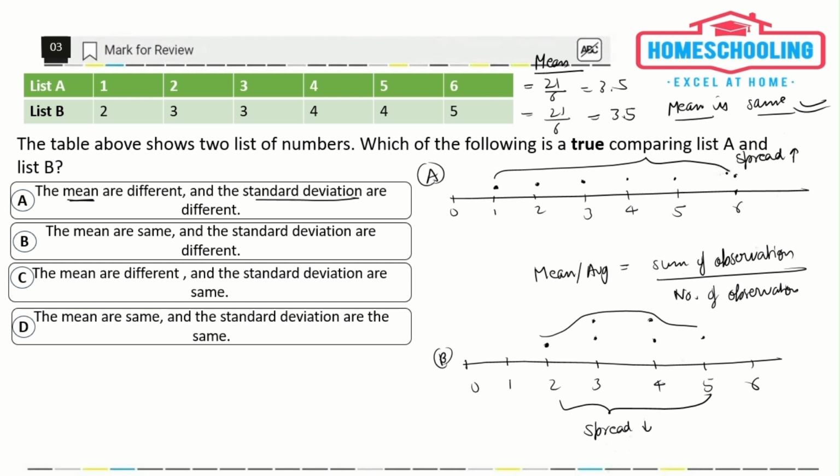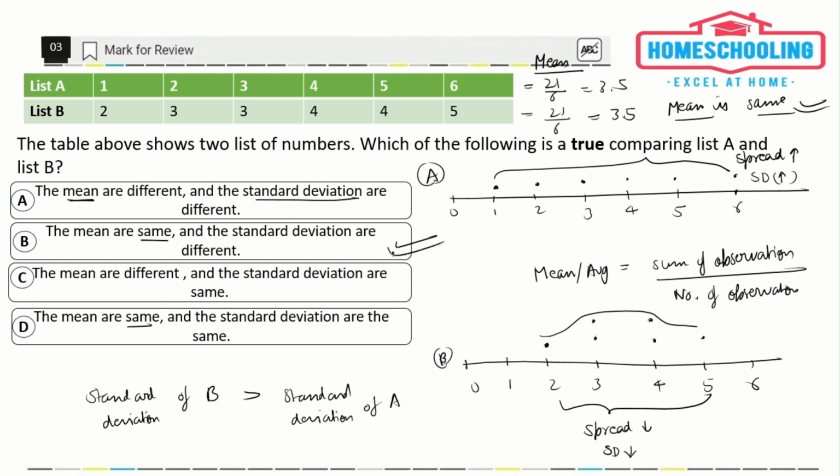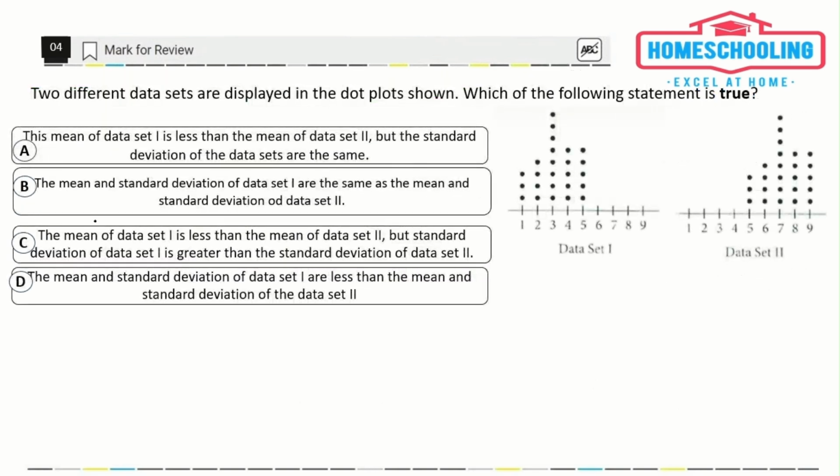If list A has a higher spread, that means it has a higher standard deviation, and list B has a lower spread, so it will have a lower standard deviation. So the standard deviations of list A and list B are different, so option B will be the correct answer. Now let's move on to question number 4.